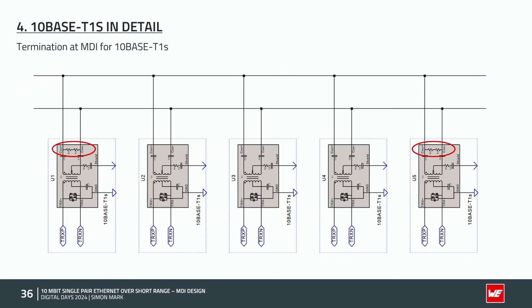The other option would be to use it directly in the circuit or on the MDI. So in this case you have an open bus line, but on both ends you have a different circuit. Like here you have only capacitors before the connector, and here you have even a small termination circuit of 100 ohms. This is the possibility to use your termination inside of the circuit, not on the bus line.